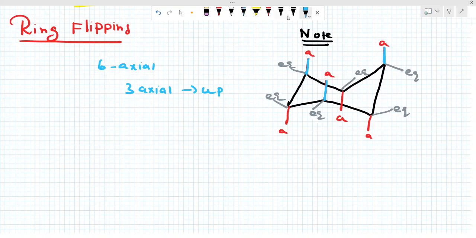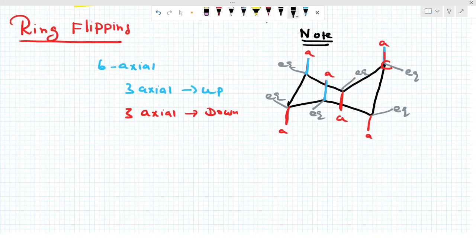Okay. What are the axial bonds that are down? One, red color, one, two, three. Okay, three axial bonds are down. Now see this carbon having an axial bond up. What is the other one going to be? Down.